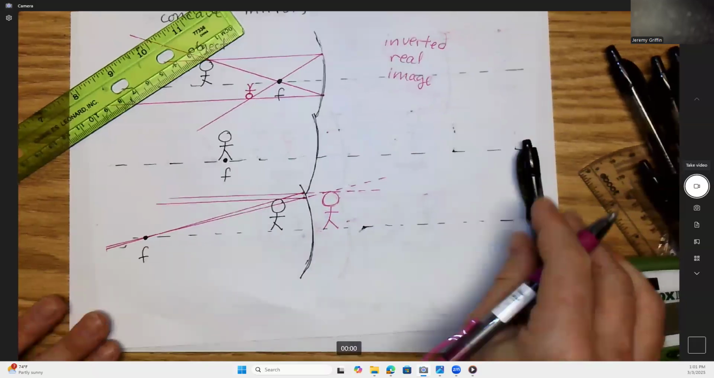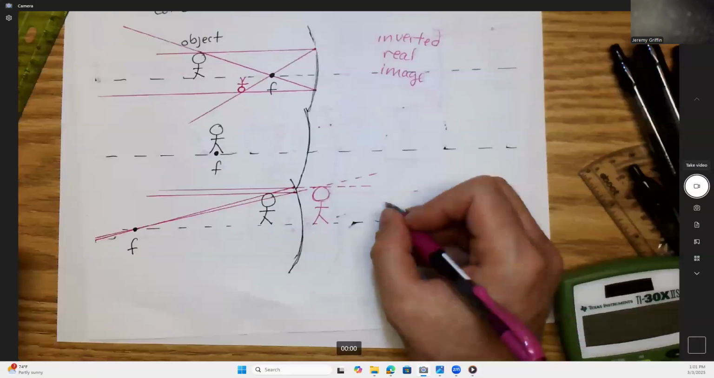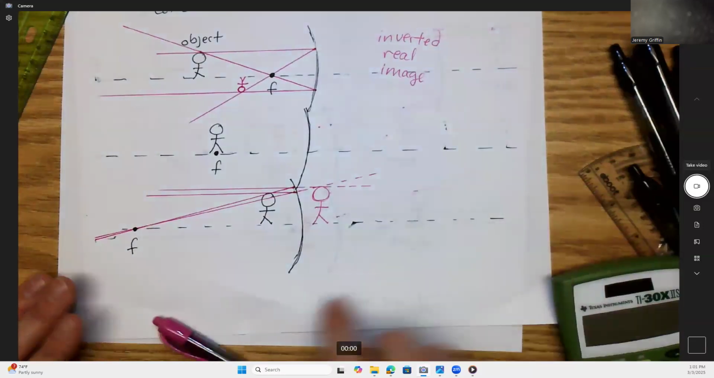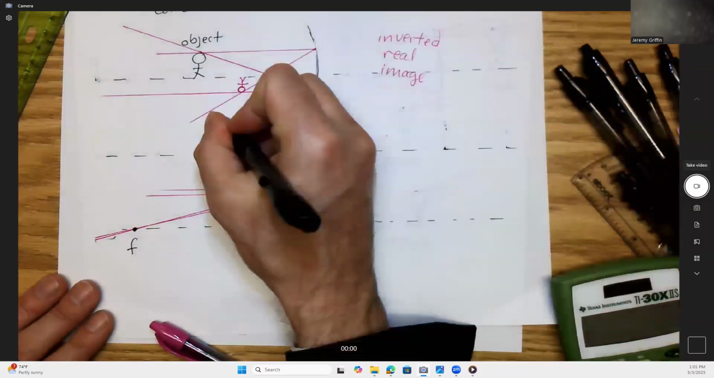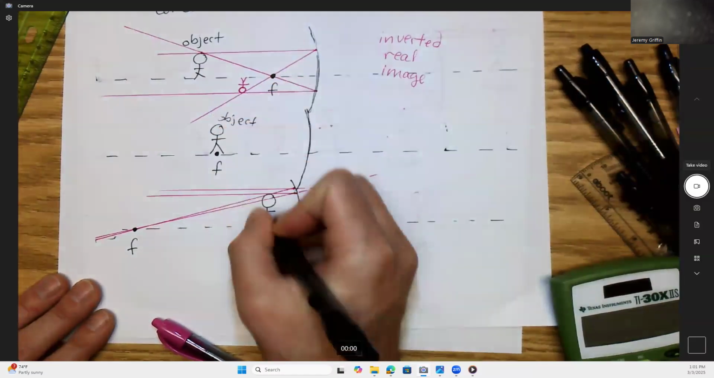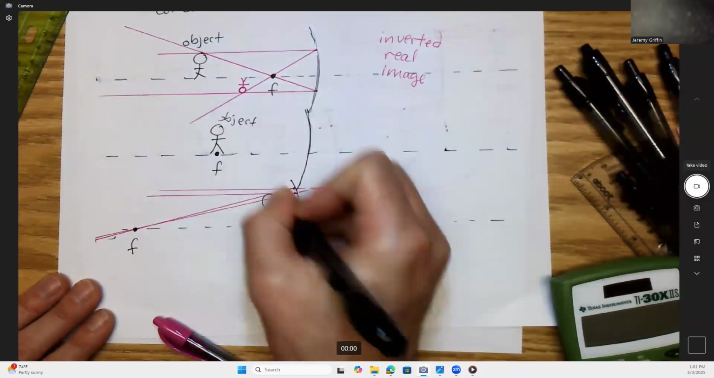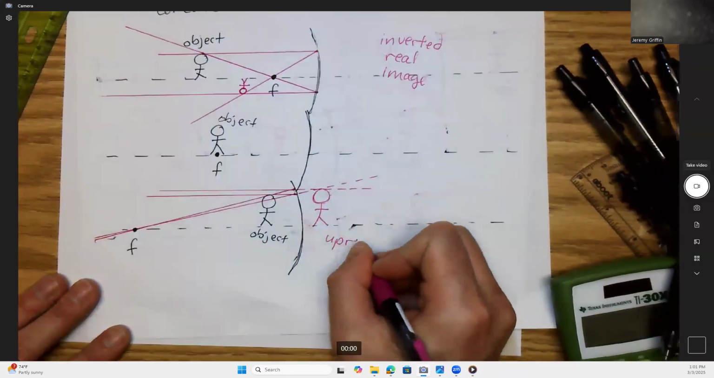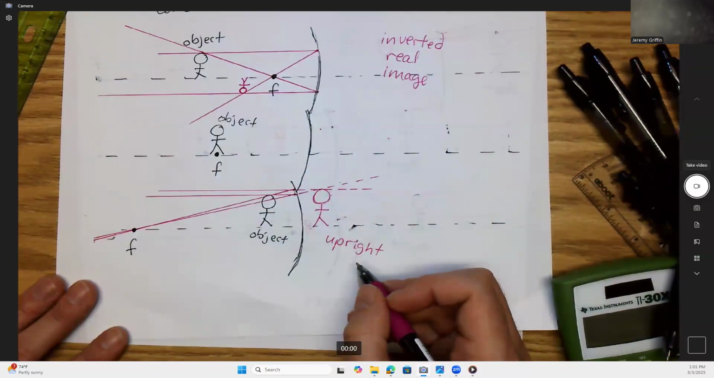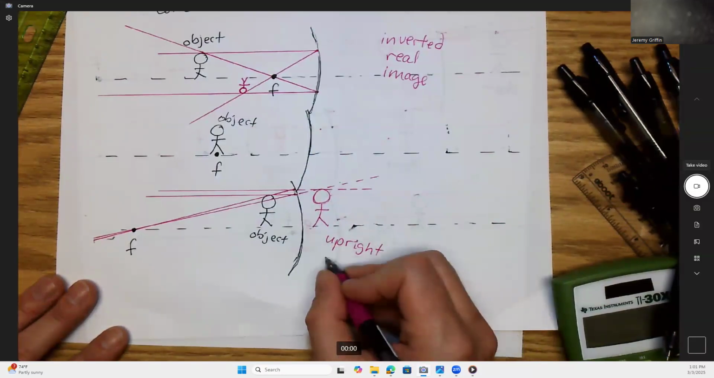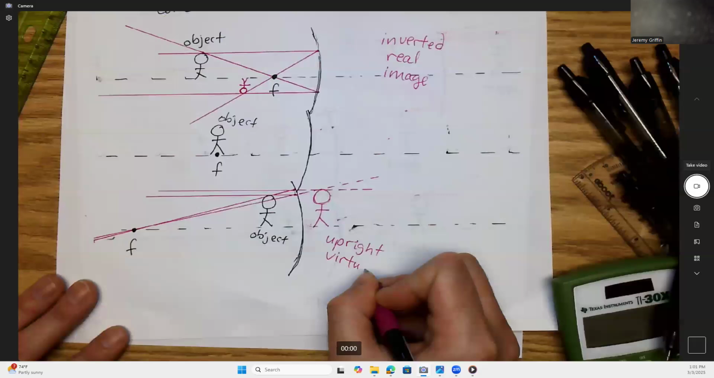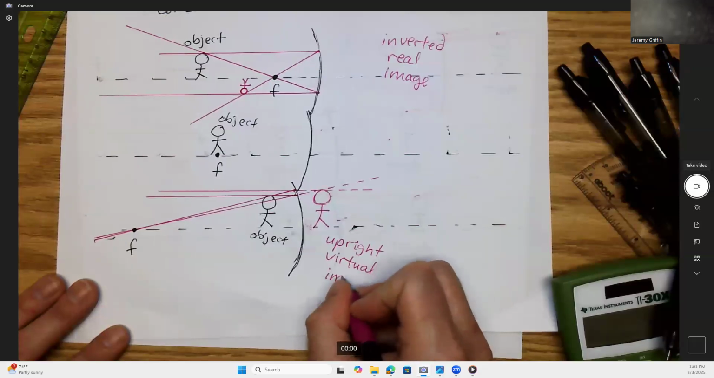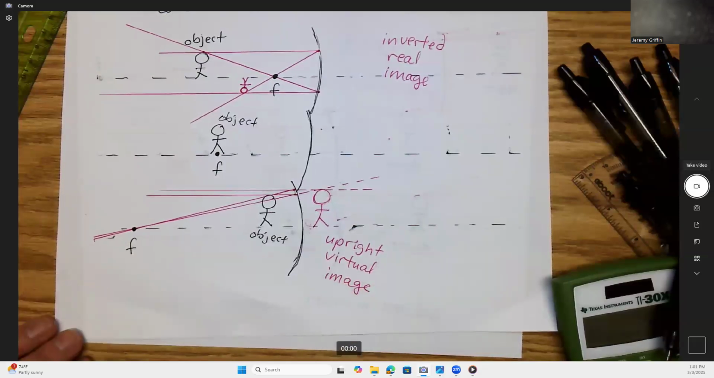Now, guys, is this upright or inverted? Upright. Oh, I forgot to label object for these. Object. Oops. Okay, do that real fast. Okay, so this is upright. Is this virtual or real? Virtual, because it's behind the mirror. And of course, it's an image. That's an upright virtual image, just like it was for all the convex situations. This concave one is too.